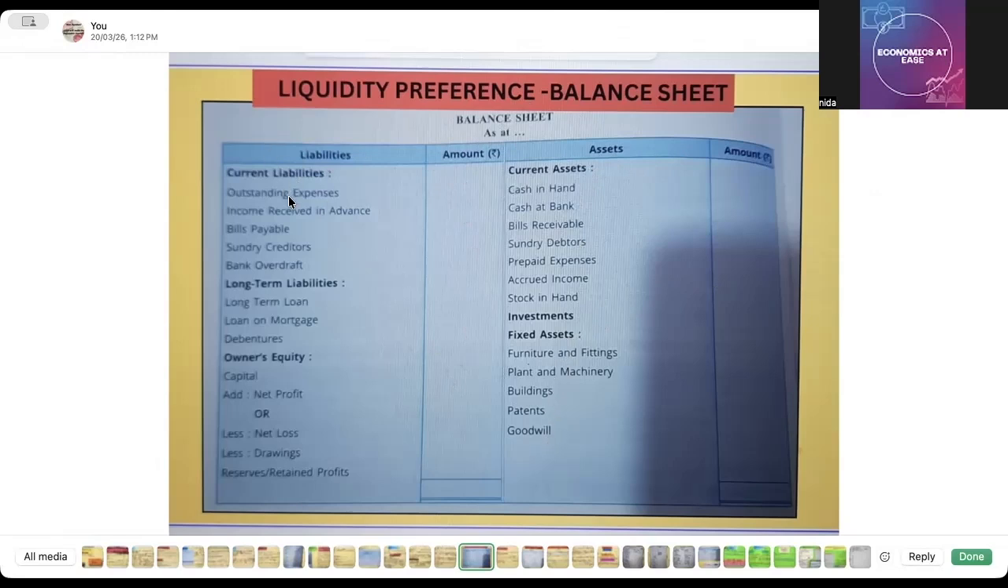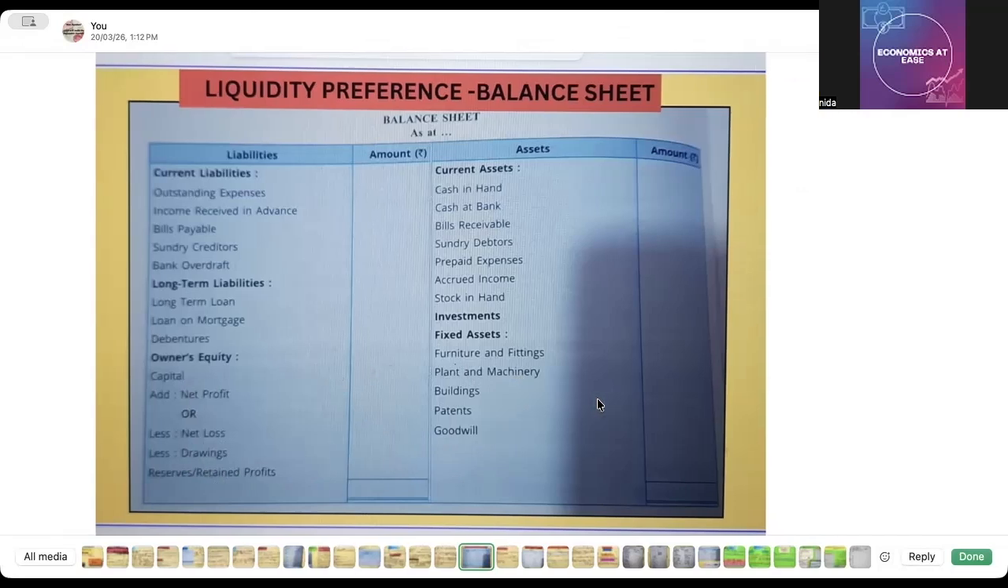Then current liabilities, everything is there in the trial balance. And long term liabilities, long term loans on mortgage, debentures. Now owner's equity, here capital में add करेंगे net profit और minus करेंगे net loss. If there is a drawings by the proprietor, then drawings mention होगा, less आप कर देंगे drawings. Then reserve and retained profits. Okay, so these are the things you have to keep in mind, and remember liabilities and assets are always equal. तभी आपकी balance sheet tally होगी.